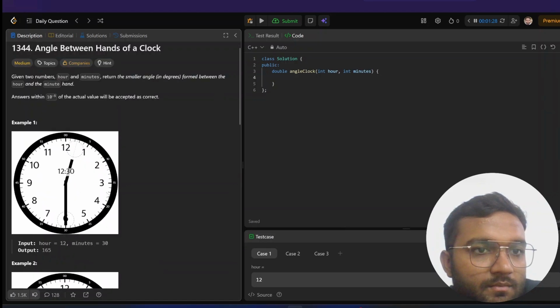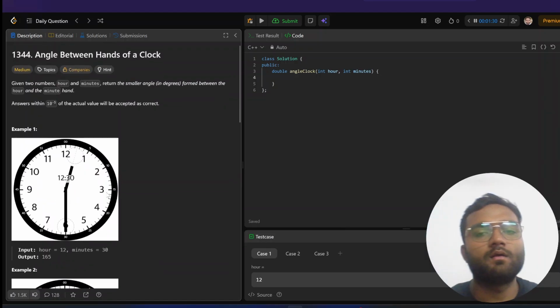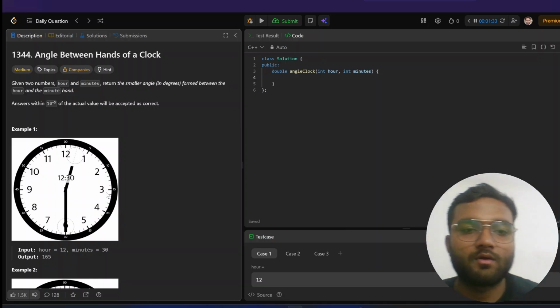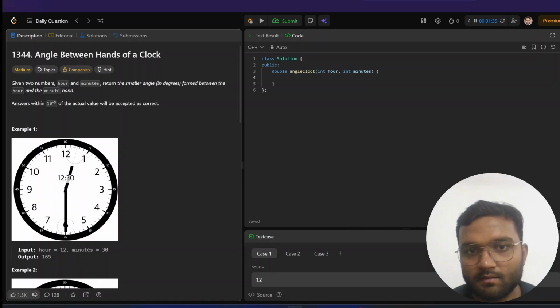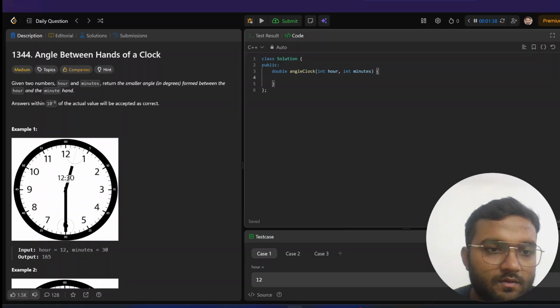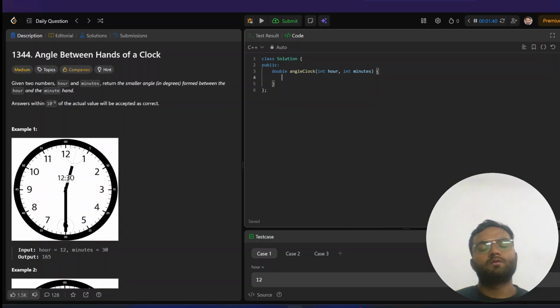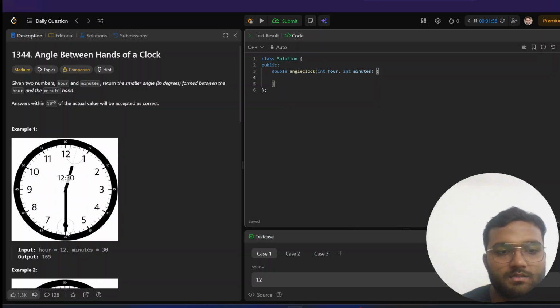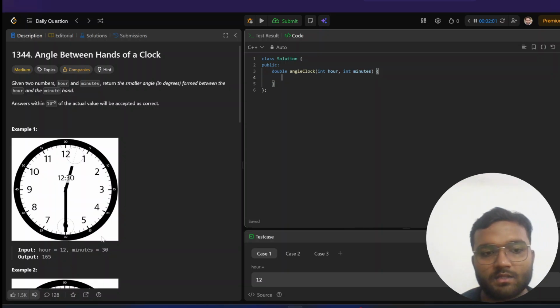So we only have to calculate the angle between the hands of a clock. We have to return a double, as hour and minutes are given. So what can we use here? If both hands are at 12, then the angle between them will be 0. If I consider the first example, the hour is 12 and the minutes is 30, that means it is 12:30.